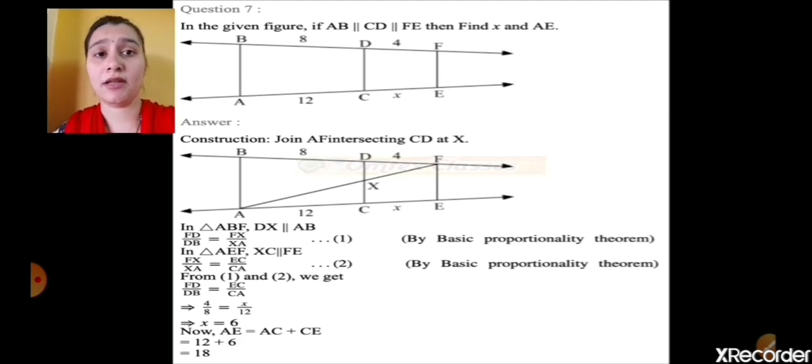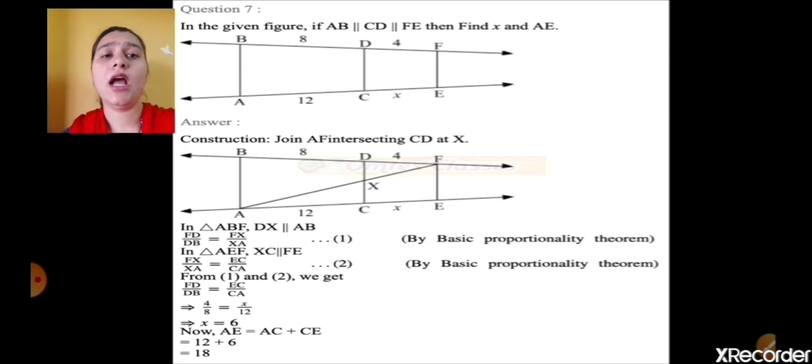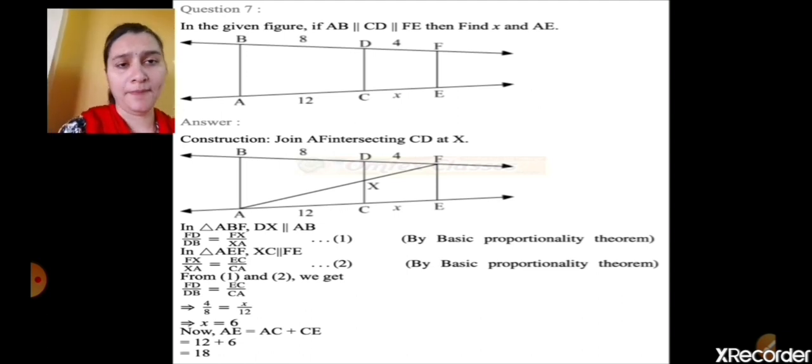This is a capital X. Okay, so let me take two triangles now. In triangle ABF, can you see ABF? Right. I will say DX is parallel to AB. Therefore, by BPT theorem, I will write FD upon DB is equal to FX upon XA. Equation 1.